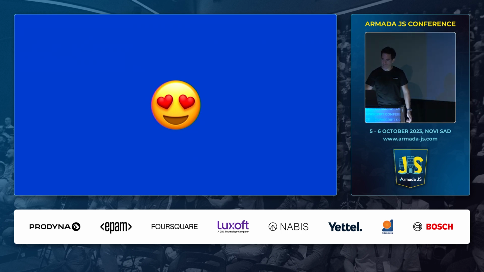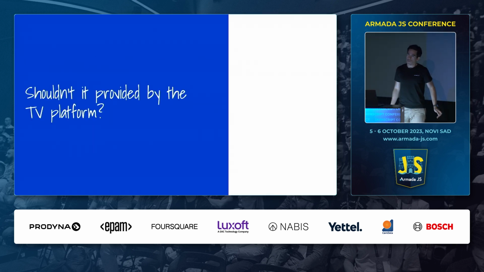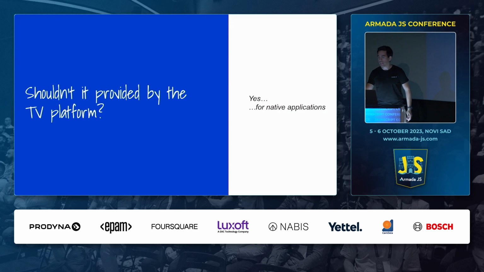But first, as with many of you, every time you start a project, you have to ask yourself, why? Why do you build a library? And especially in this case, because if you are building an application for a smart TV, shouldn't that be provided by the platform? And the answer is yes, if you were building a native application. Let me try to explain.